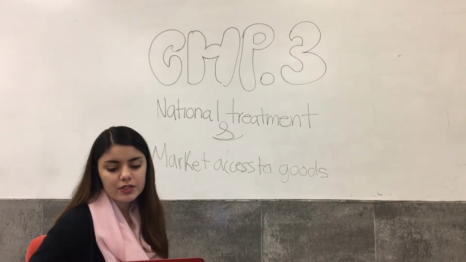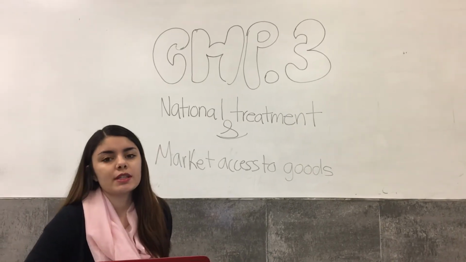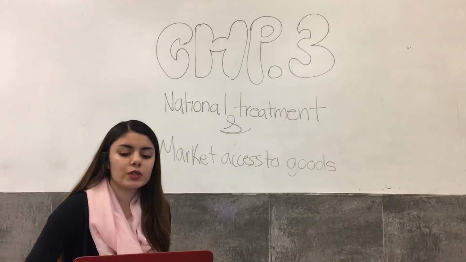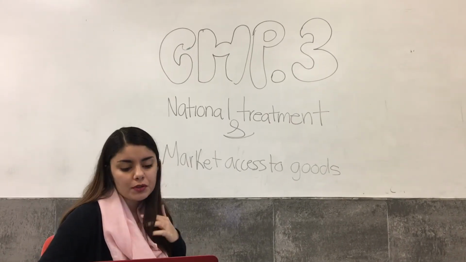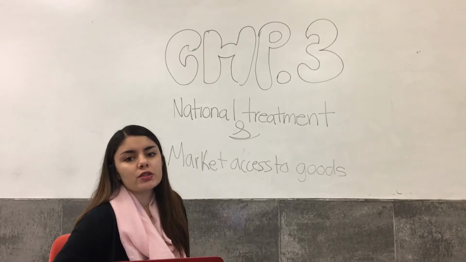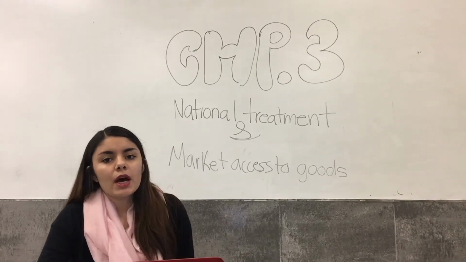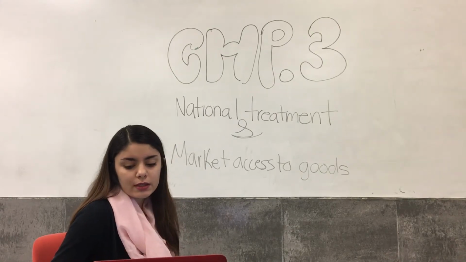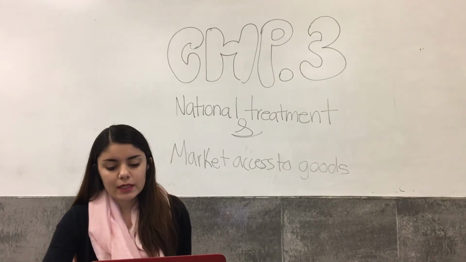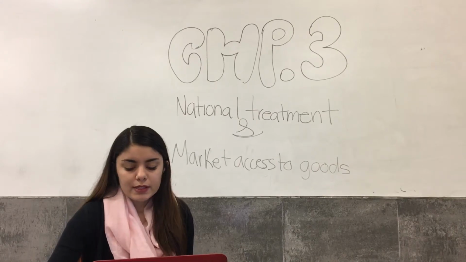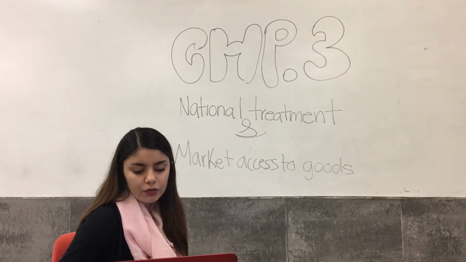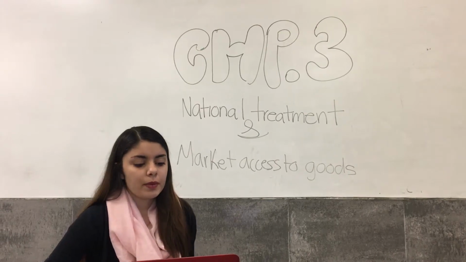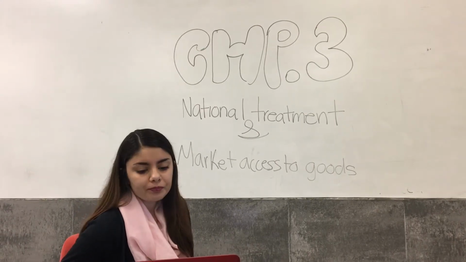Chapter, we're going to talk about chapter number 3, which is basically the first chapter of part 2 of this treaty, and it's called National Treatment and Market Access for Goods. This chapter practically tries to fulfill objective A of Article 102 of this treaty, which tells us that the main objective is to eliminate barriers to trade and facilitate the cross-border movements of goods and services between the territories of the countries that are members of NAFTA.